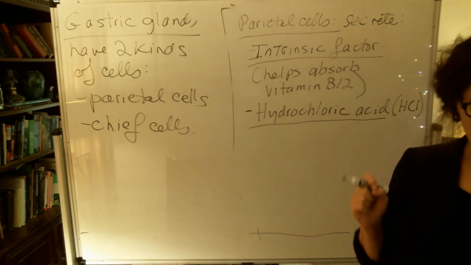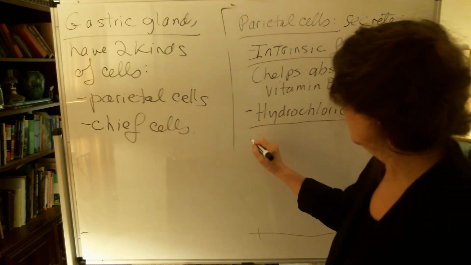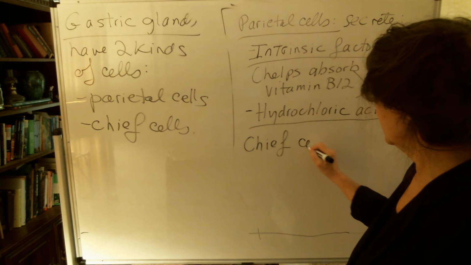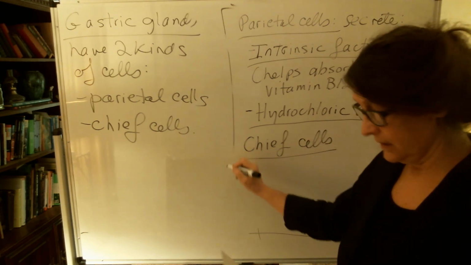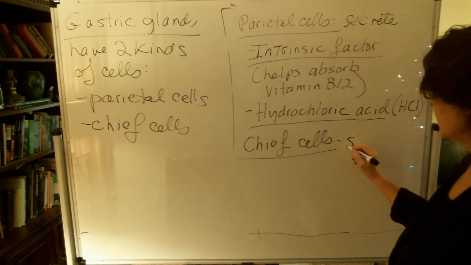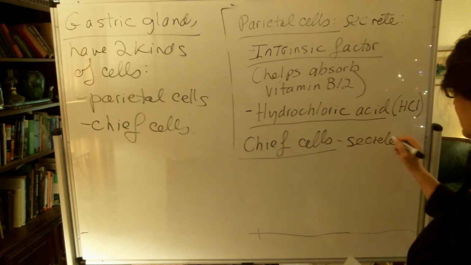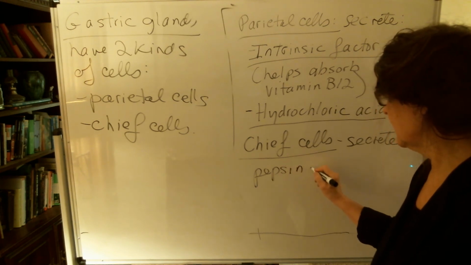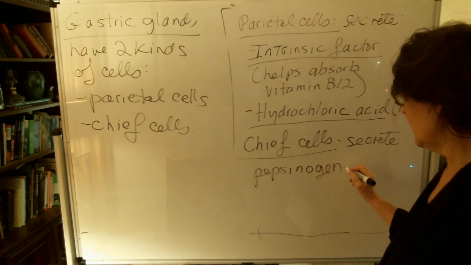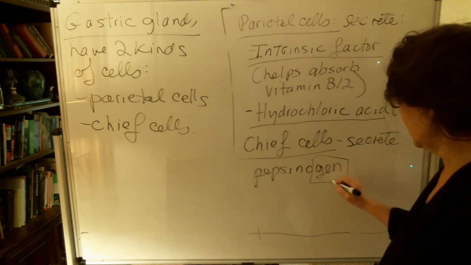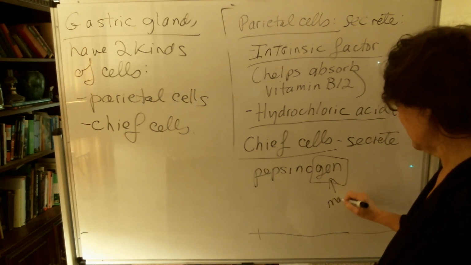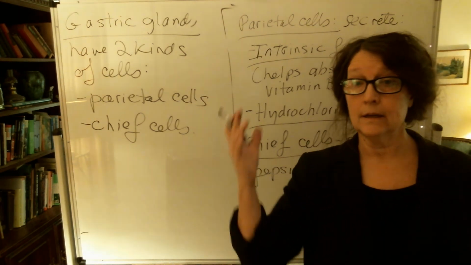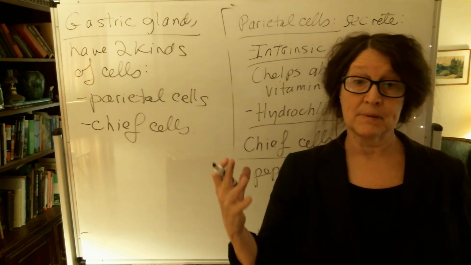And it also then will stimulate your other cells, that is to say, your chief cells, these other cells in the gastric glands, and these then secrete what is called pepsinogen. Okay, now when you see gen or something like that, that means makes. So this is basically that chemical which will turn into the digestive enzyme pepsin.